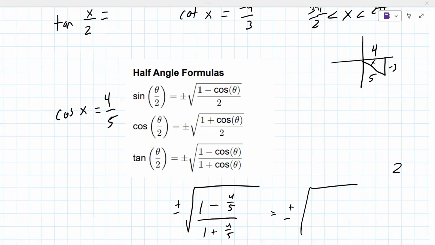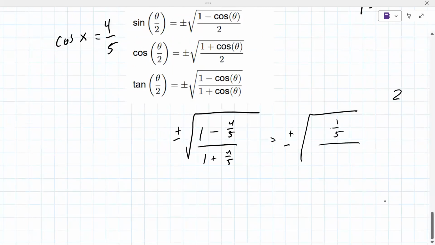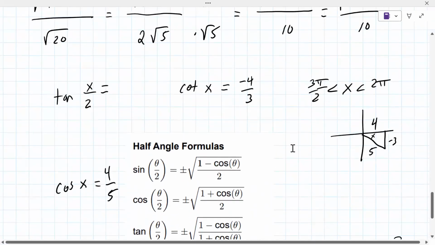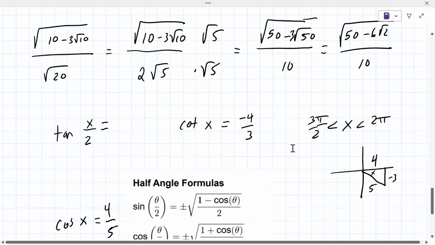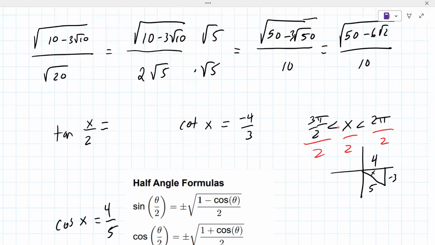Is it 1/3? Again, I don't know, but this is 1/5 over 9/5, nine fifths. Did you get something like that? So the bottoms cancel, so it's 1/9, plus or minus the square root of 1/9, which is 1/3. Now, to decide whether it's positive or negative, you go back to the original restrictions here and you cut everything in half. Divide by 2, divide by 2, divide by 2.